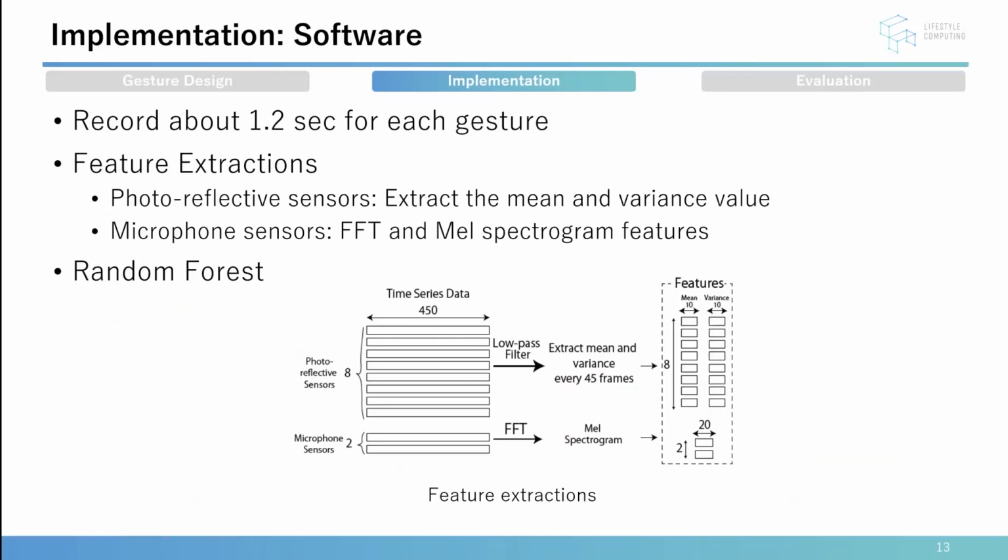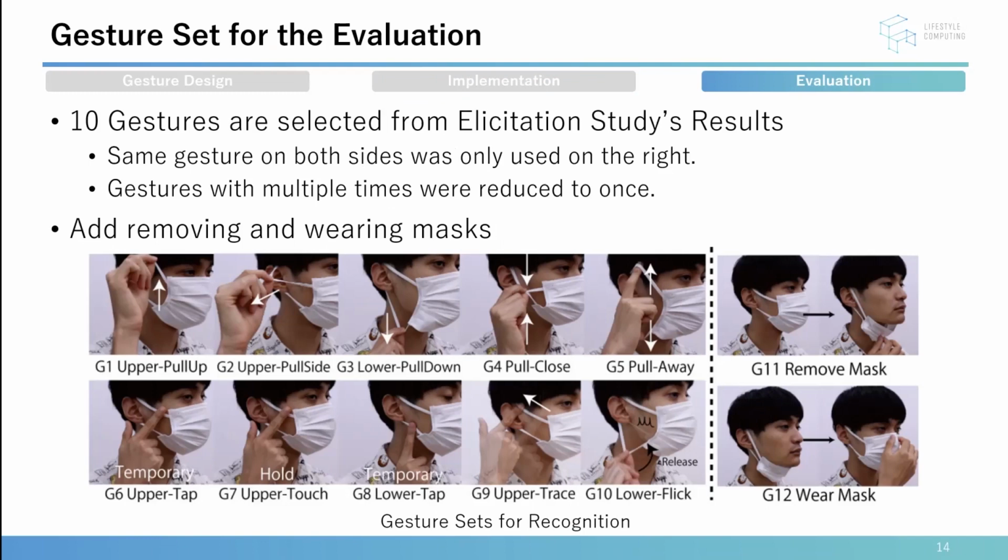About the software, we apply a machine learning method to detect the gestures. For each gesture, we record the data for 1.2 seconds, and the frame length is 415 frames. After recording the sensor data, we conduct feature extraction. For photoreflective sensor data, we extract the mean and variance values for every 45 frames. For microphone sensor data, we extract many spectral features after FFT. We use a random forest classifier as the machine learning algorithm.